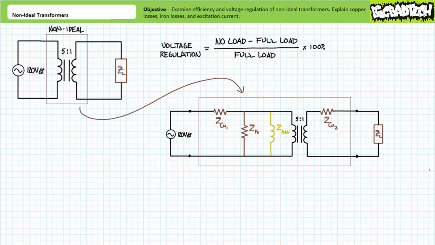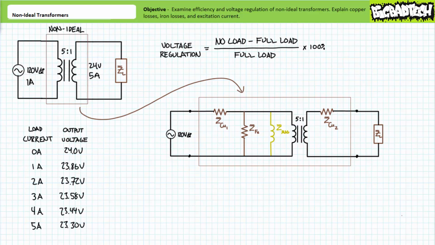This double internal voltage drop manifests itself external to the transformer as a reduction in output voltage as current drawn by the load increases. Consider the following performance data for a non-ideal 5-to-1 step-down transformer. The primary winding has a rated voltage of 120 volts and a current rating of 1 amp. The primary winding can therefore be considered to have a power rating of 120 volt amperes. The secondary winding has a rated voltage of 24 volts and a current rating of 5 amps. The secondary winding can therefore be considered to also have a power rating of 120 volt amps.